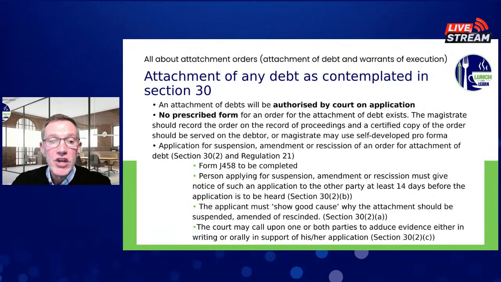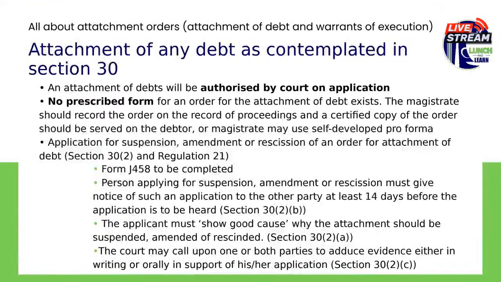Just a couple of general remarks regarding the attachment of any debts as contemplated in Section 30. Obviously, the attachment of debts needs to be authorized by the court upon application. Again, it is an application that you need to bring to court. You fill in the J306 form, and you instruct the maintenance officer that there is money due to the respondent that could be attached. At present, there's no current form that is used for the attachment of debts, and the magistrate usually just makes a note thereof on the record. It's not like an emolument attachment order or garnishing order or warrant of execution where there's a prescribed form. So the magistrate would just, on the record of the proceedings, make a note thereof.